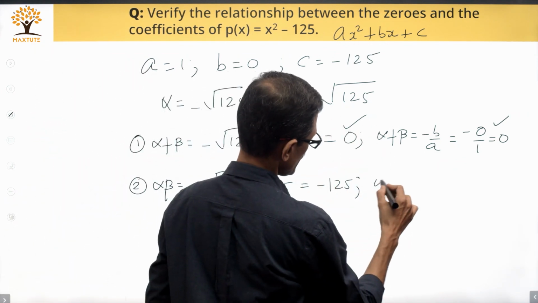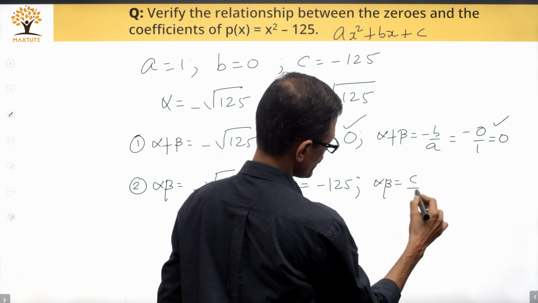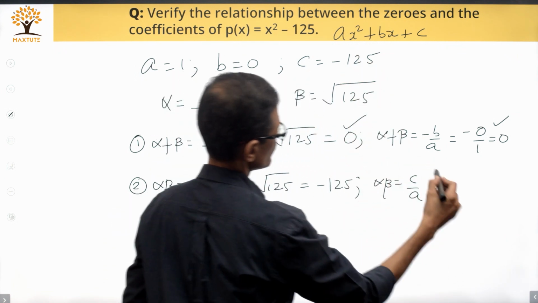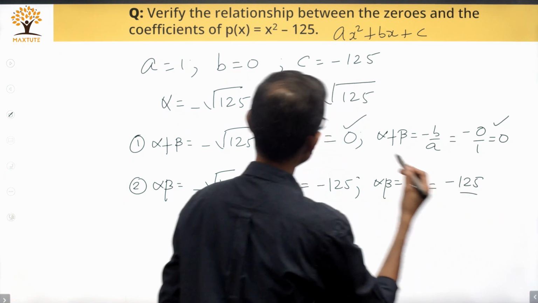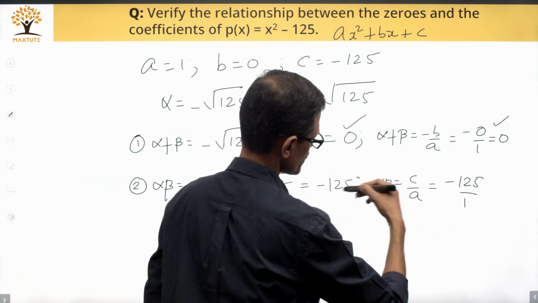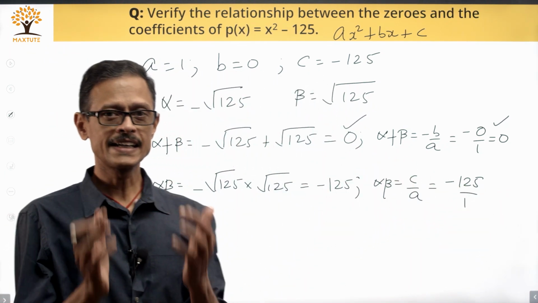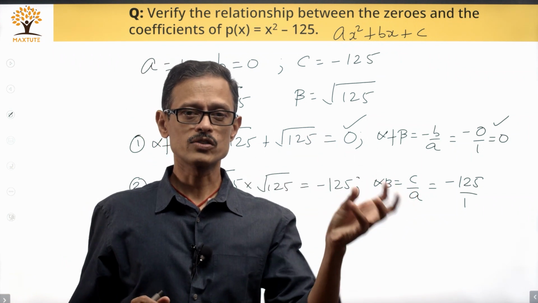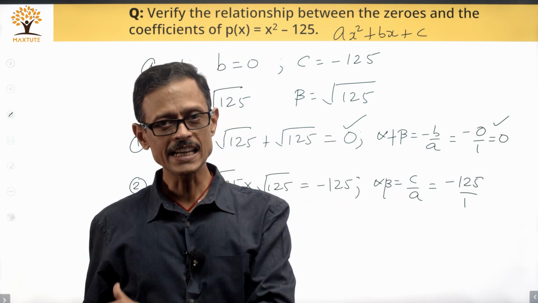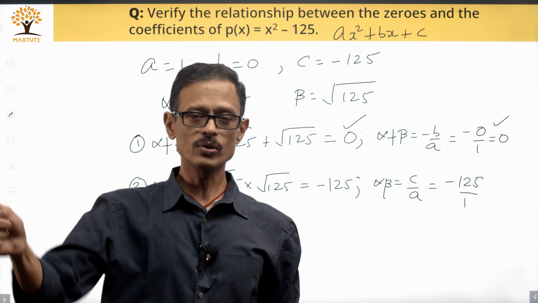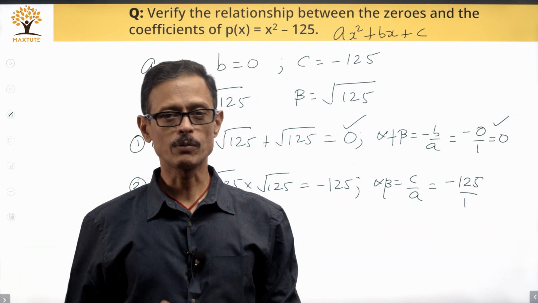Using the coefficient formula, alpha beta is equal to c upon a. What is c for us? C is equal to minus 125. What is a in this case? A is equal to 1. So, it's the same, minus 125. So, we validated the sum and product of zeros, by actually adding and multiplying the zeros, against what we should get using the coefficients of the polynomial.